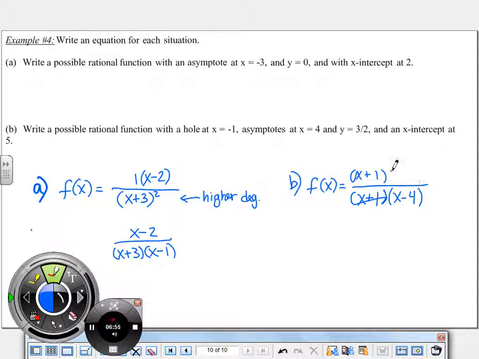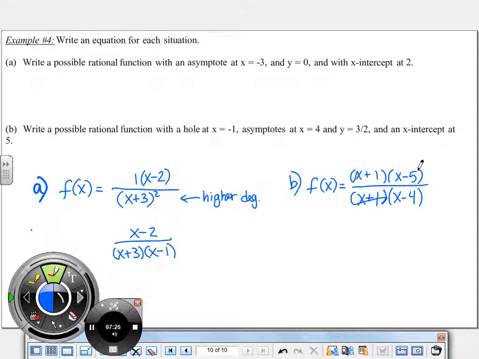Good. Okay, and somebody else explain to me why Caitlin chose to put a factor on top of x minus 5. Good. So Matt says because of the x-intercept, right? There needs to be a place that we're going to cross the x-axis at 5. All right, so then the only thing we haven't addressed is the fact that we're also supposed to have an asymptote at y equals 3 over 2. So what's that going to look like?